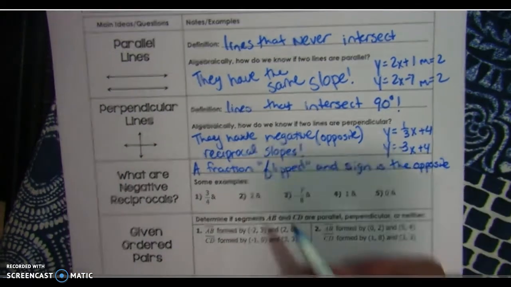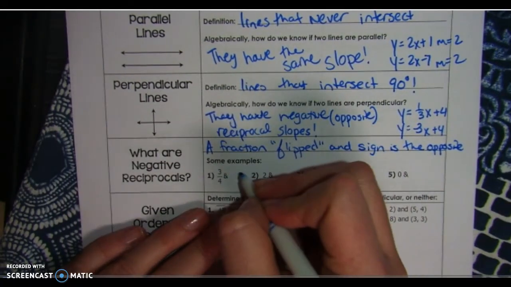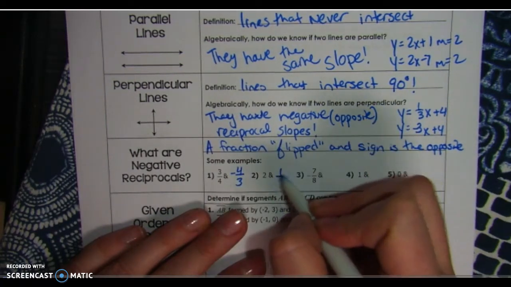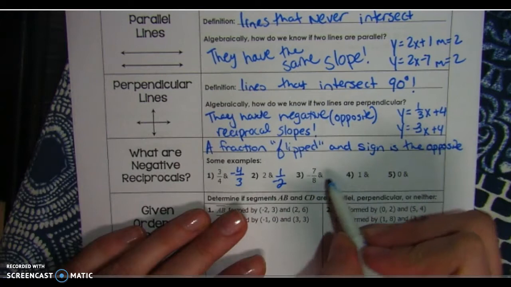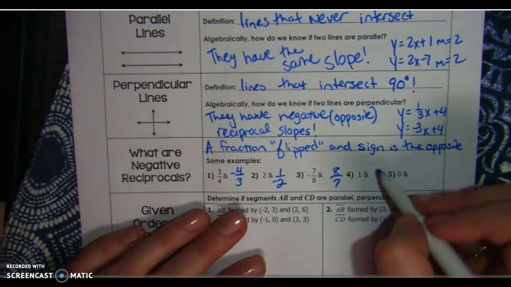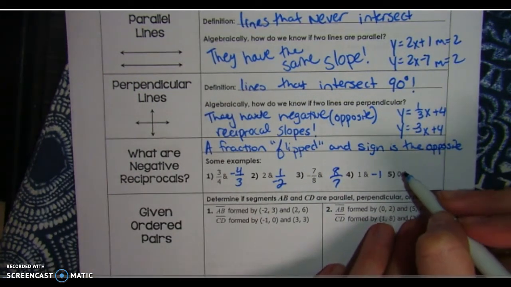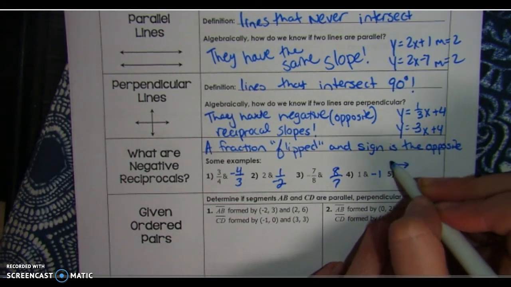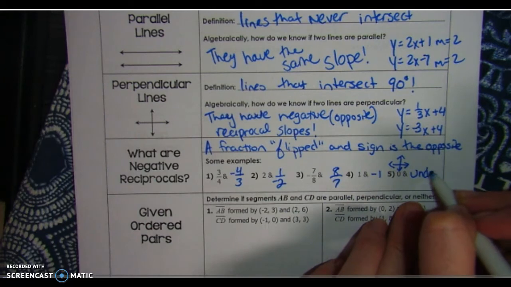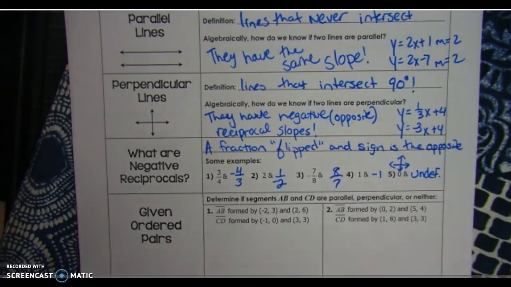So if we practice, you can pause and practice and then come back and check, or you can just kind of watch as I go. 3/4, we're going to flip it, do the opposite. 2, flip it, do the opposite. Flip it, opposite of negative, positive. 1, that's just going to turn into -1. And 0, remember 0 slope would be horizontal, so perpendicular would have to go up and down, and that would be an undefined slope. I'm going to just abbreviate that.